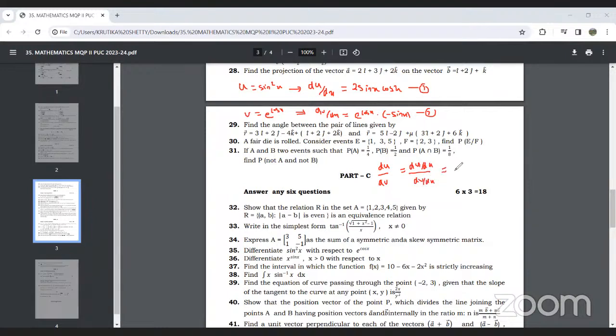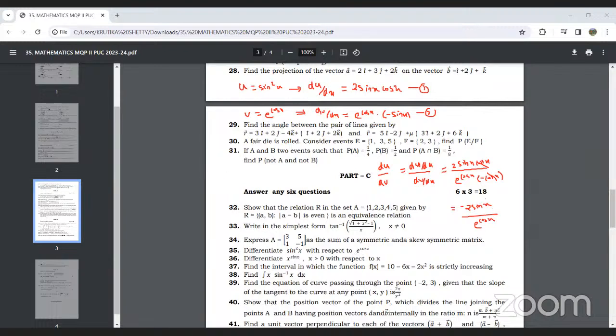Okay, so see, du by dx we have obtained 2 sin x cos x divided by e raised to cos x minus cos x. Simplify, so the answer will be minus 2 sin x divided by e raised to cos x. Okay, so this will be the final answer. This is how we have to differentiate one function with respect to another.